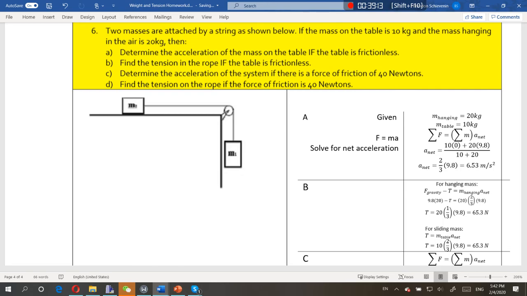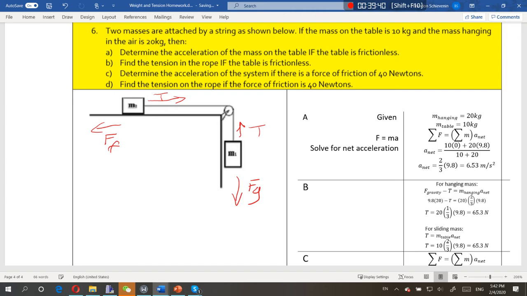On mass 2, I've got really only one force acting, actually. I've got my force of tension. And normally we would have a force of friction that would be moving in the opposite direction. But we were told the table is frictionless, so there is no force of friction. For parts C and D, there will be a force of friction, and you'll have to look for that. So for part B, we only have tension on mass 2.